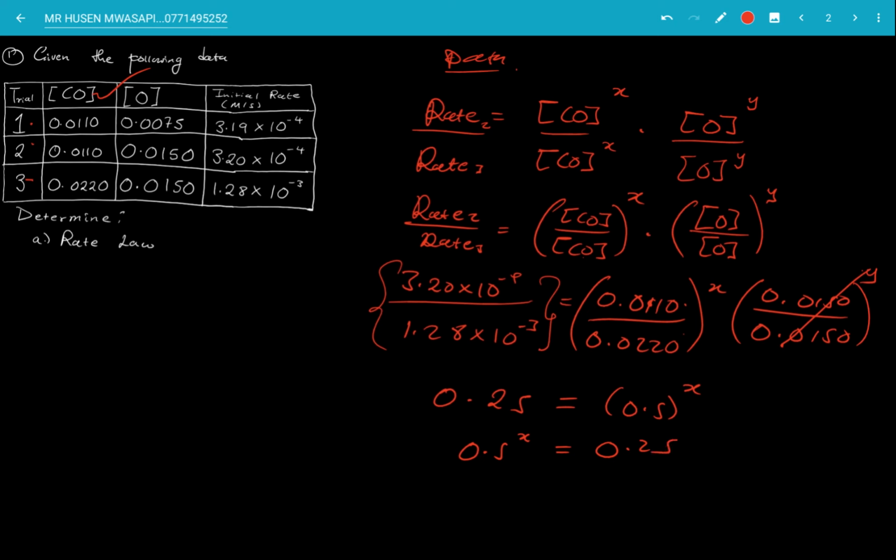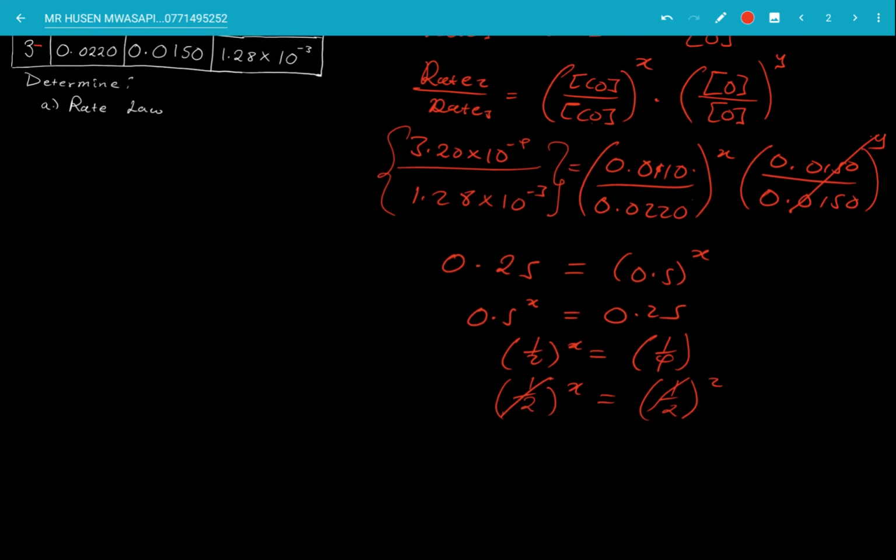So if you apply logs, remember log base answer is equal to power. Or if you want, you can just use the basic indices. So this will be 1 over 2 to the X being equal to 1 over what? 4. So this is the same as 1 over 2 to the X being equal to 1 over 2 to the 2. This cancels with that. If you drop the powers, you end up having X being equal to 2. Therefore, we can say that the order of carbon monoxide is 2. Therefore, we say second order.